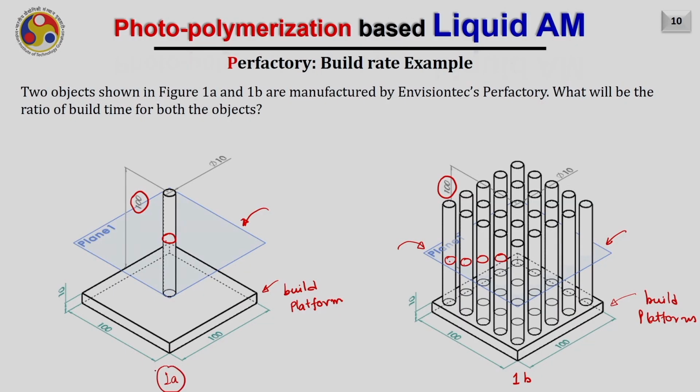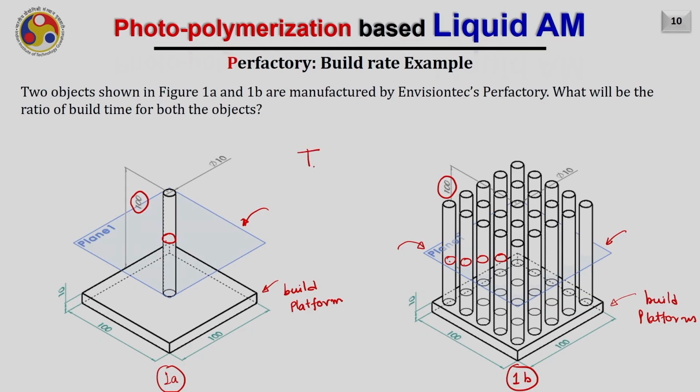Hence, the time required for the object shown in figure 1A and the time required to build the object shown in figure 1B will remain equal if you are using a DLP based vat photopolymerization system. So, in other words, the time required for figure 1A divided by the time required for figure 1B will be equal to 1. The time will be the same.